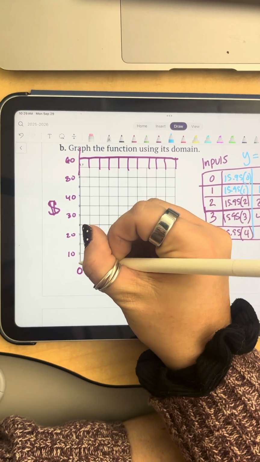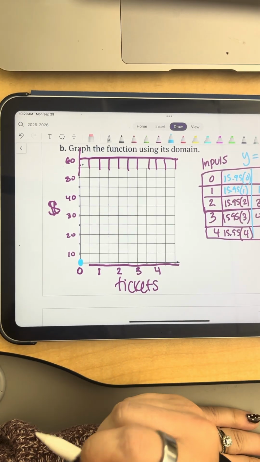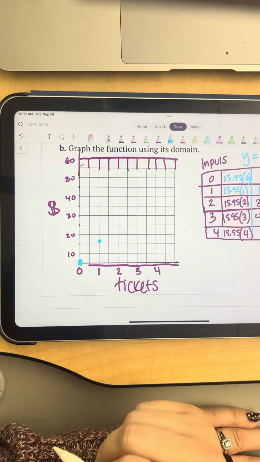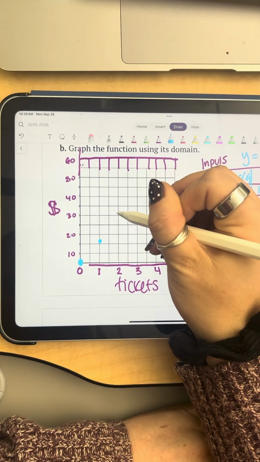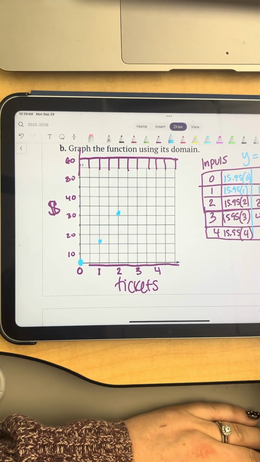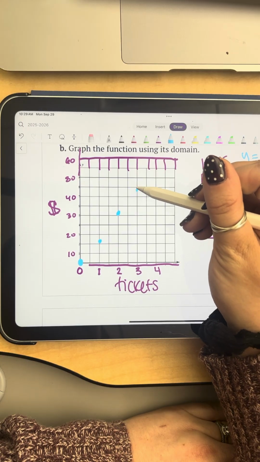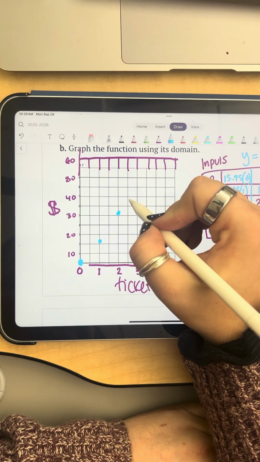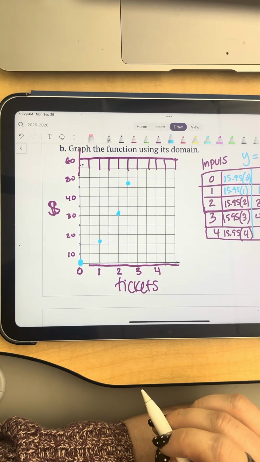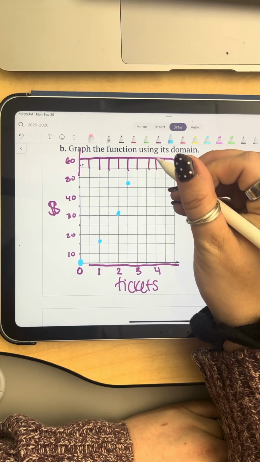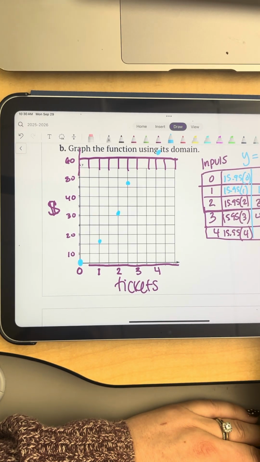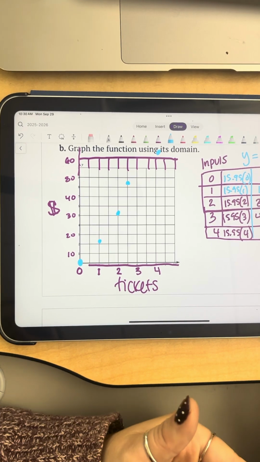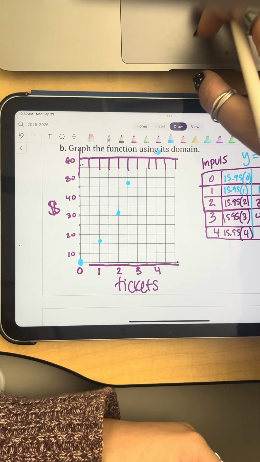So my first one is 0, 0, and then I've got 1, 1595, so it goes right in between this and a little above. 2 is 3190. 3 is 4785. That'd be a little bit closer to 50. And then 4 is 6380. So it's going to be above 60, kind of up there. Okay. When we talk about discrete, I do not want to connect those dots in any way because we cannot have between the tickets. So that would be what your graph looked like if it was a discrete example.